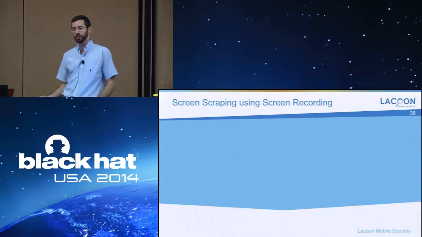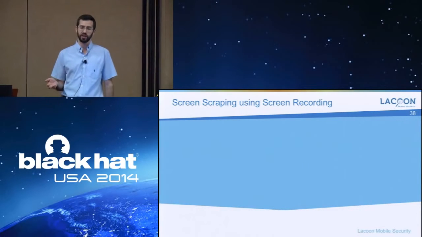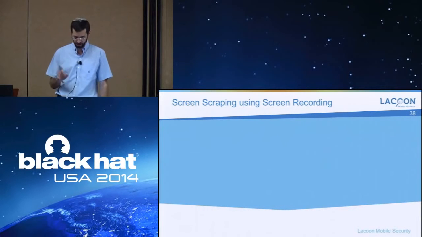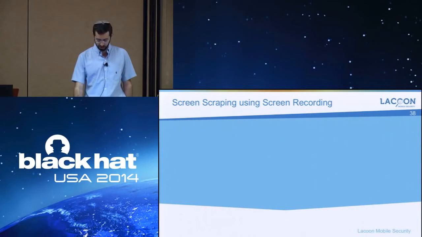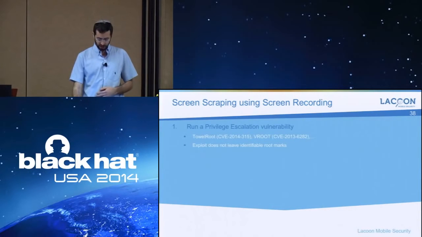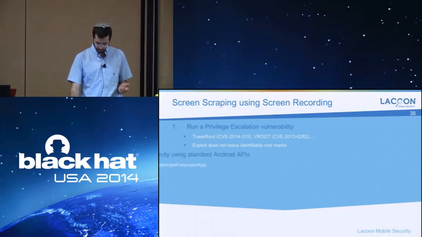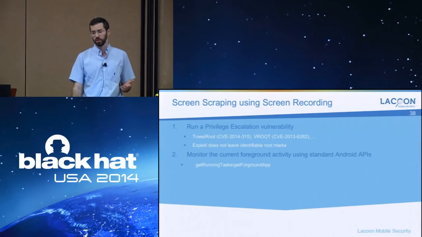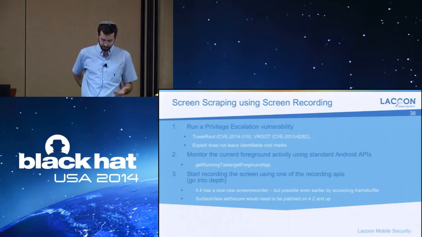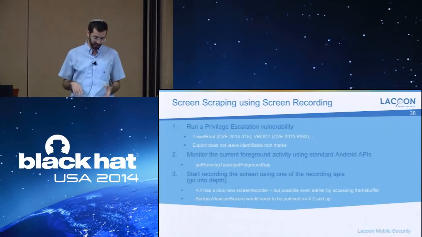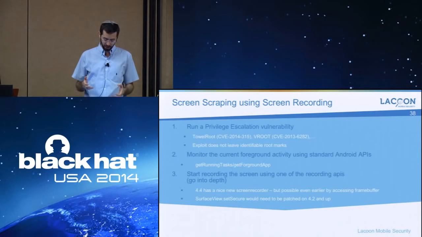The second possibility is using screen recording. Like I said, we did see some of those spying tools that you can buy that have these capabilities, but they're not as fully fledged. But again, you need either privilege escalation or shell privileges. Again, monitor the currently running app to see when you want to start recording, and then you have one of the recording APIs.